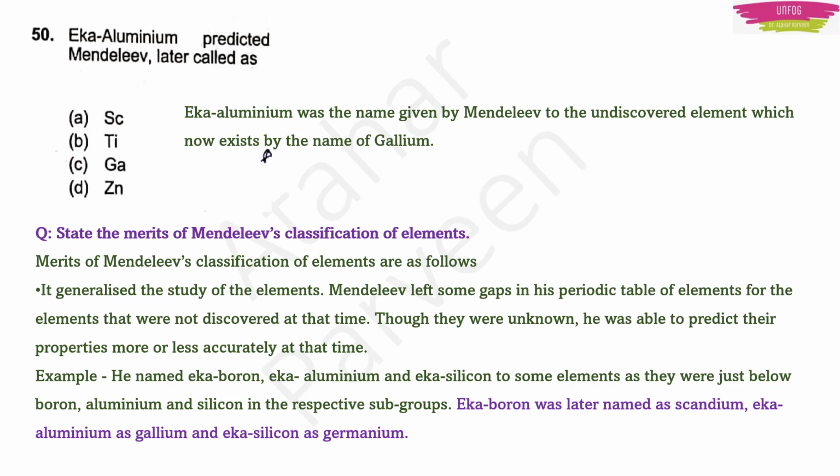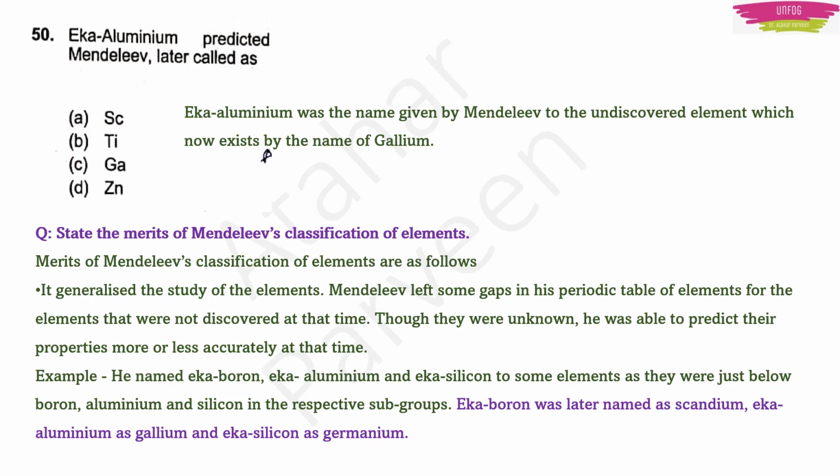It generalized the study of elements. He put the elements in the periodic table just generally, roughly. Okay. He left some gaps in his periodic table of elements for the elements that were not discovered at that time. He just predicted and he put those gaps. Though they were unknown, he was able to predict their properties more or less accurately at that time. Okay. So intelligent this Mendeleev was.